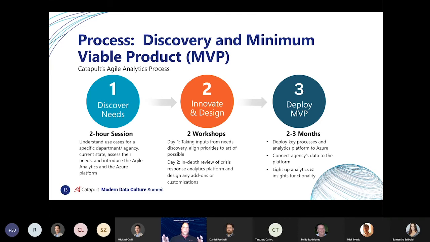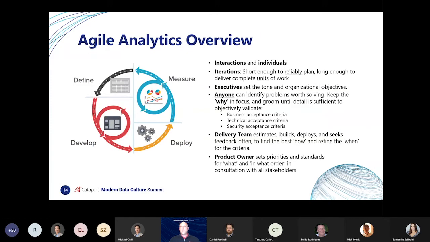And then number three, deploy the MVP, is something we'll talk about in more detail in terms of how we do that. But we're saying, what are the most important things? Let's go build them. And then if you want to take us to the next slide, we can talk a little bit about how that works.